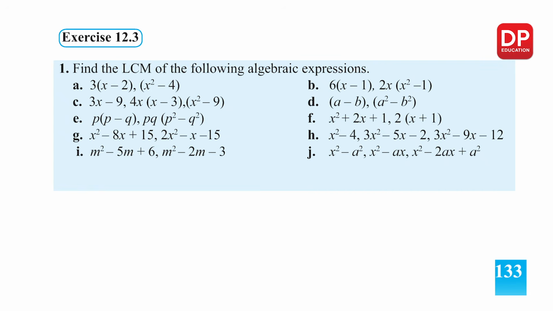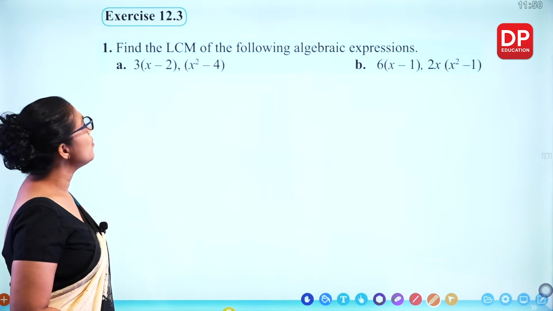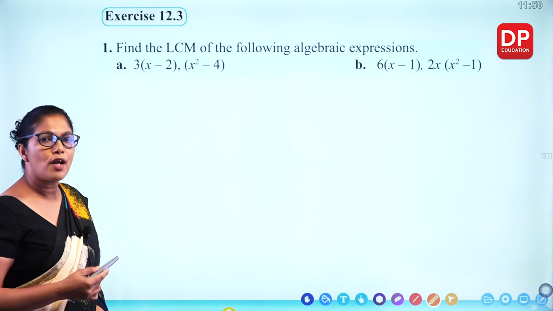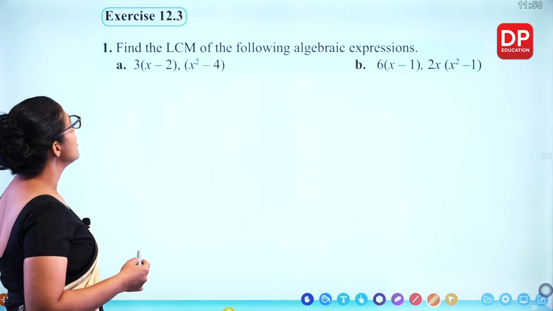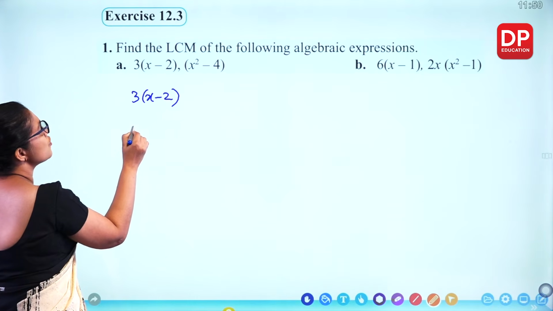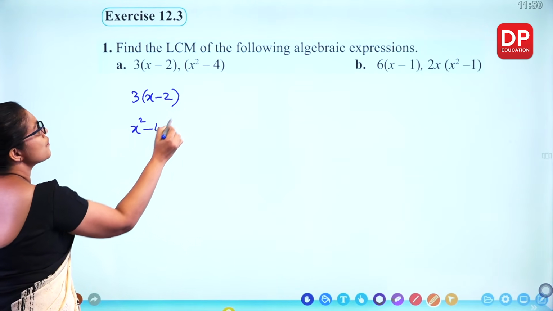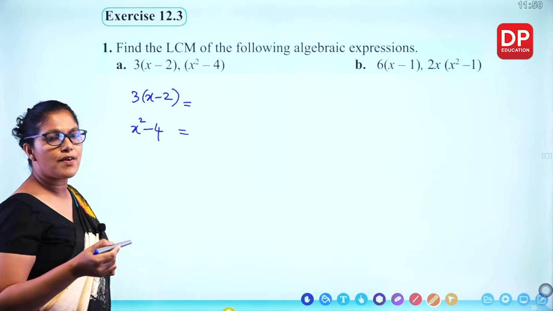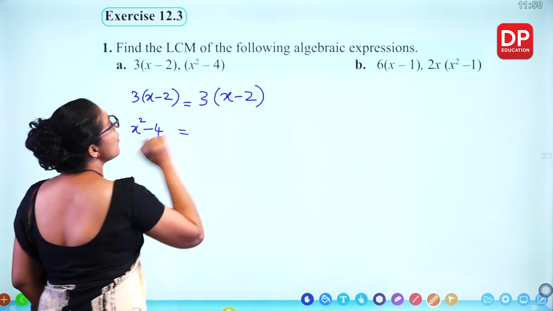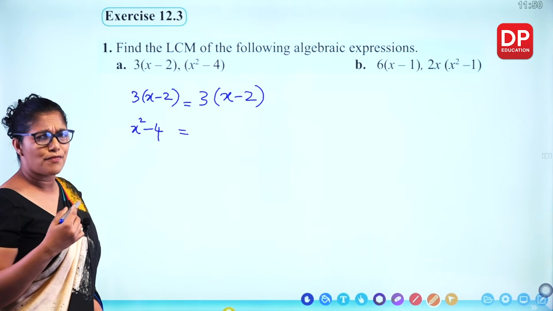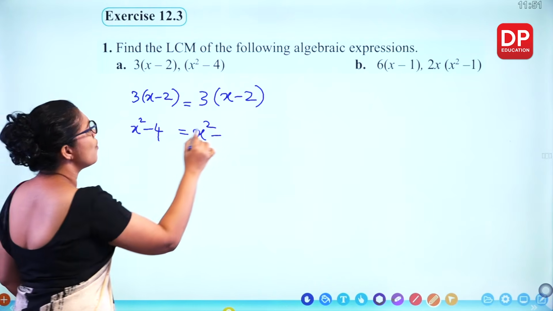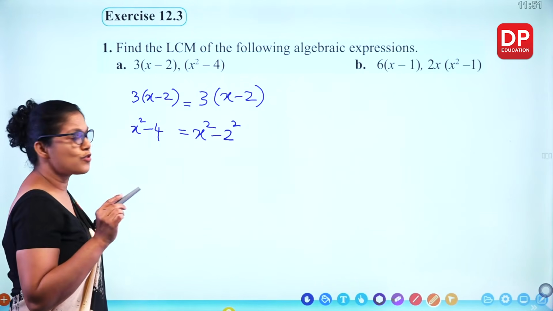Now we'll look at exercise 12.3 in your textbook, and you're asked to find out the least common multiple of the following algebraic expressions. So here we'll take the first one, 3x - 2, and the other one is x squared - 4. So first thing, try to factorize. First one is already done for you. And the second one, what's that? Difference between two squared terms. So you can write, instead of 4, 2 squared.